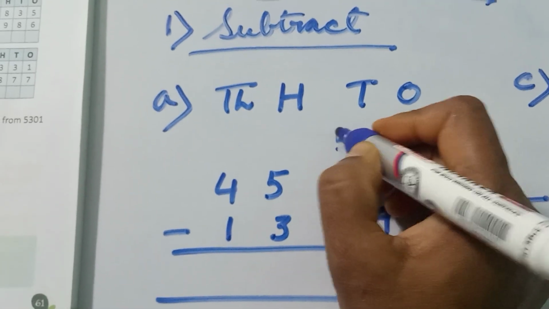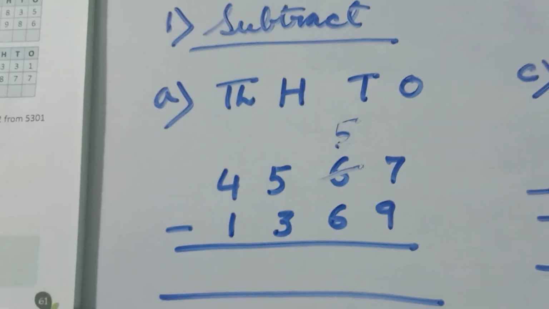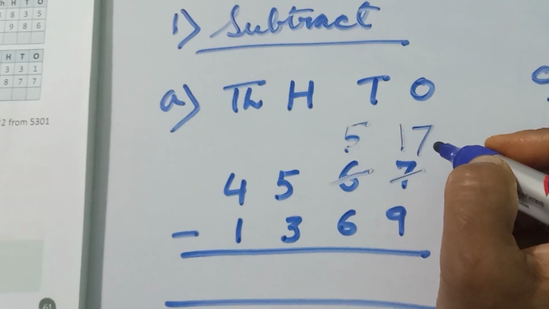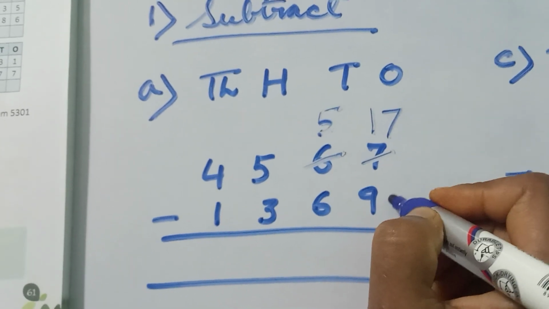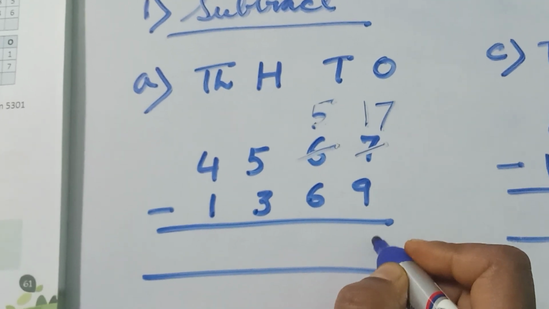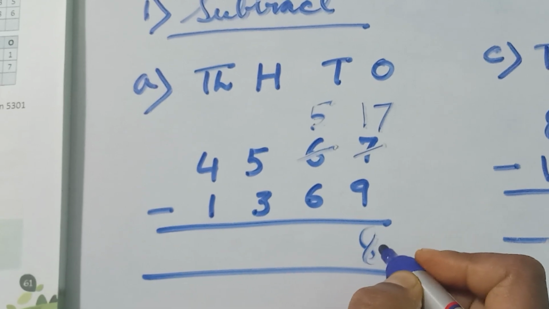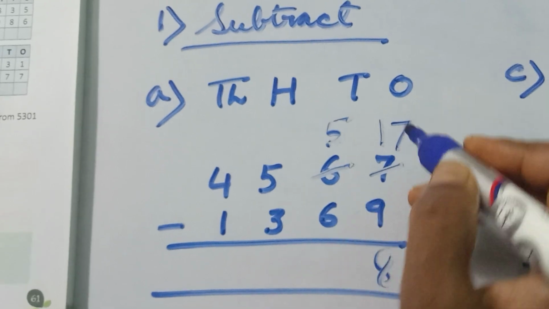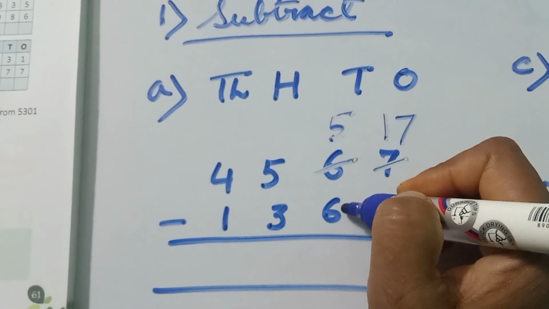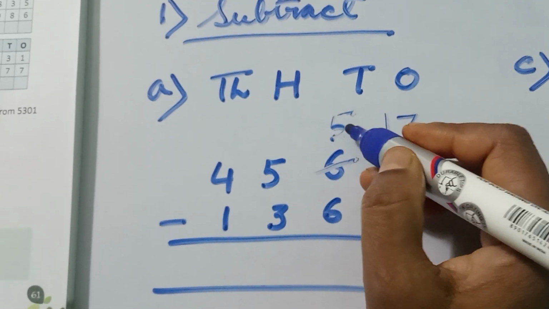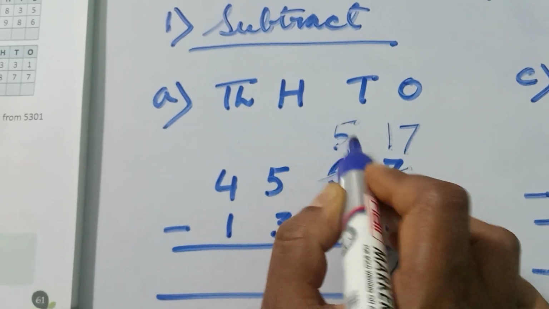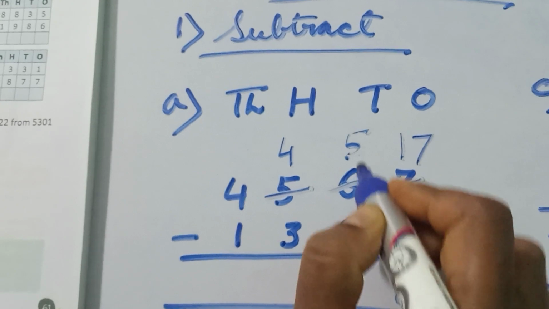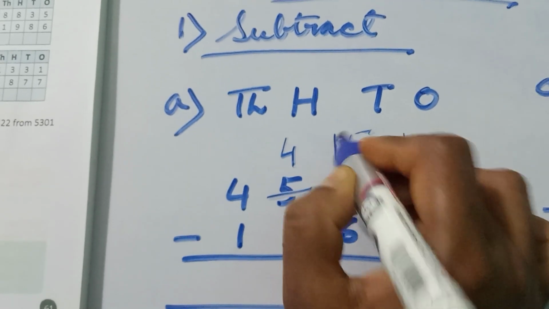This 6 becomes 5. Okay. And this 7 becomes 17. Now 17 minus 9 you do. It will be yours 8. Okay. Now 5 minus 6. Again this is not possible because 5 is smaller than this 6. So it will borrow. So this hundreds will regroup to tens. So this 5 becomes what? 4. And this 5 becomes 15.